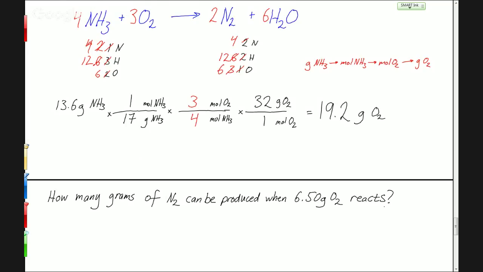So the question looks a little bit different. We're now asking about one of the products. We're asking how many grams of nitrogen can be produced when we have a certain amount of oxygen? A little bit different question, but we solve it the exact same way. So you set up the equation the same, but instead of looking at the relationship between ammonia and oxygen, we're looking at the relationship between oxygen and nitrogen in the equation. So you can use the exact same setup, just substitute ammonia for oxygen and oxygen for nitrogen, because that's what's being asked about. So try that, see if you can do that, and then we'll look at it together.